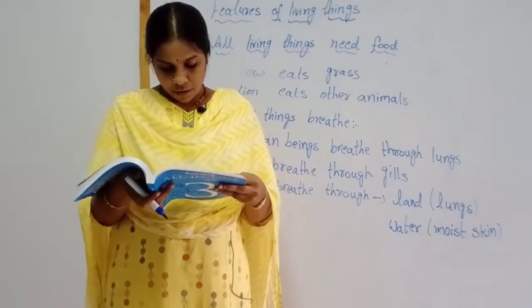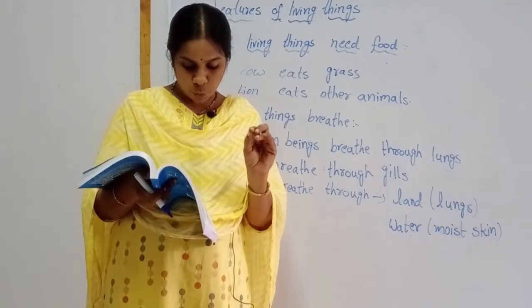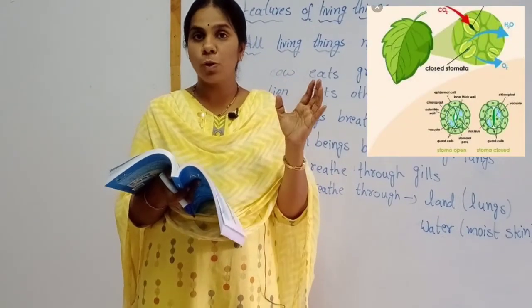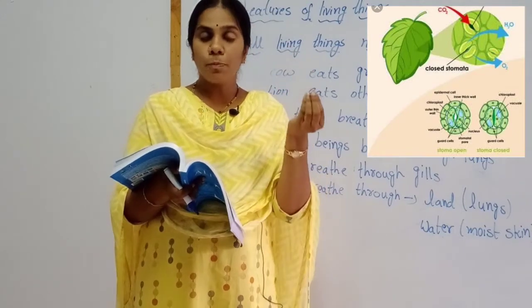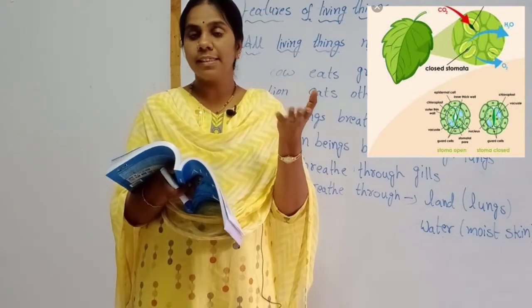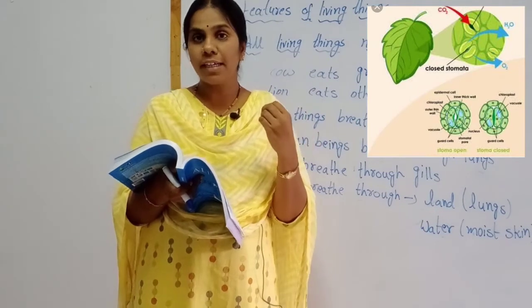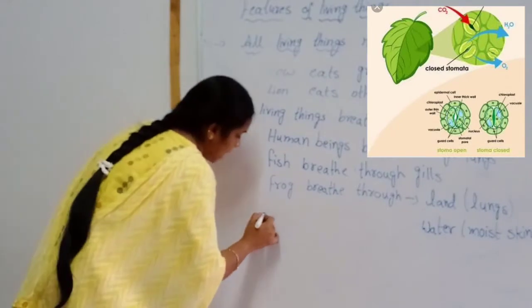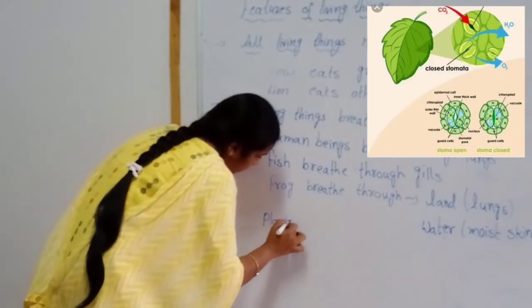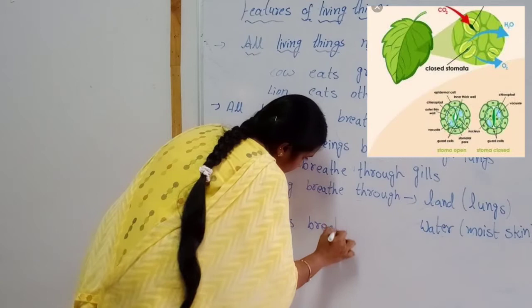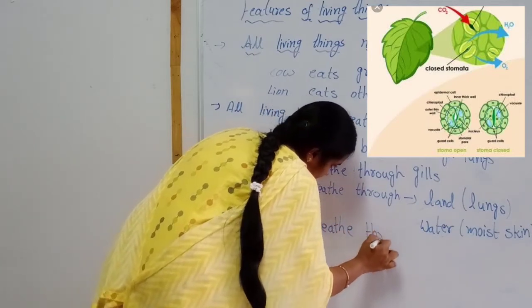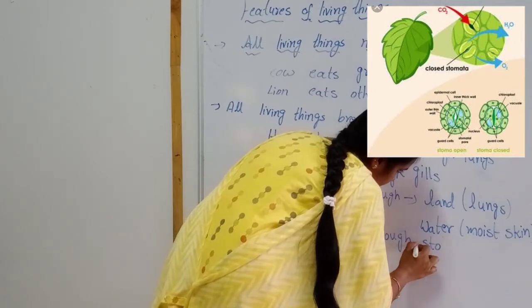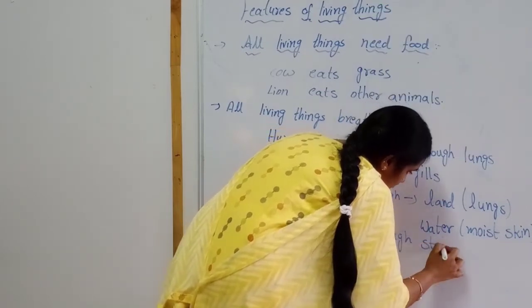How do the plants breathe? They breathe through the small pores present on their leaves. Plants have leaves, no? They have small pores on those leaves. We call those pores stomata. Plants breathe through stomata.